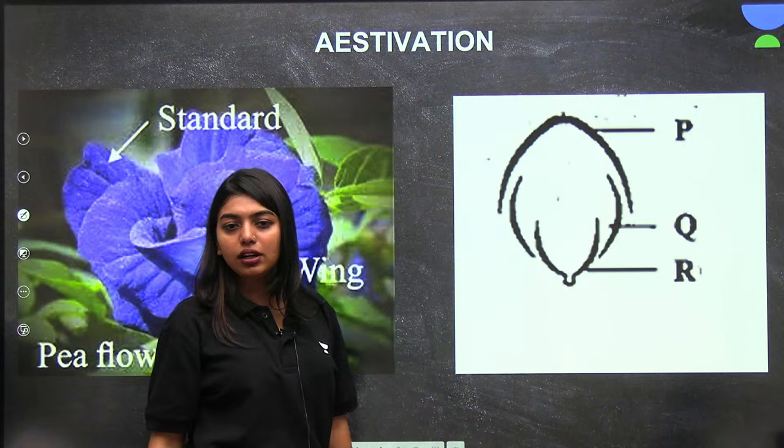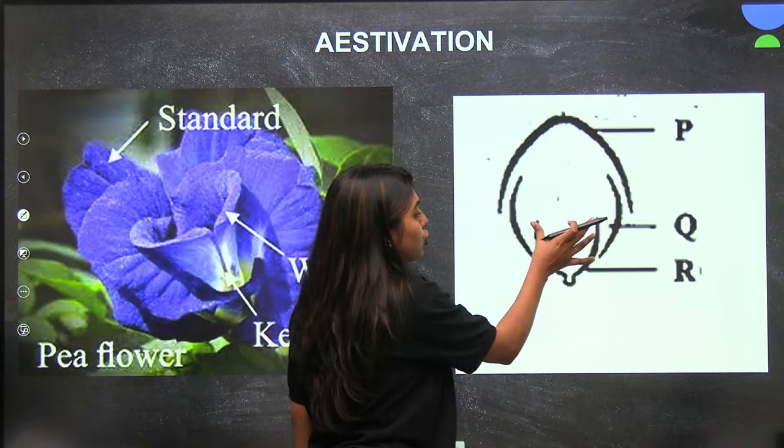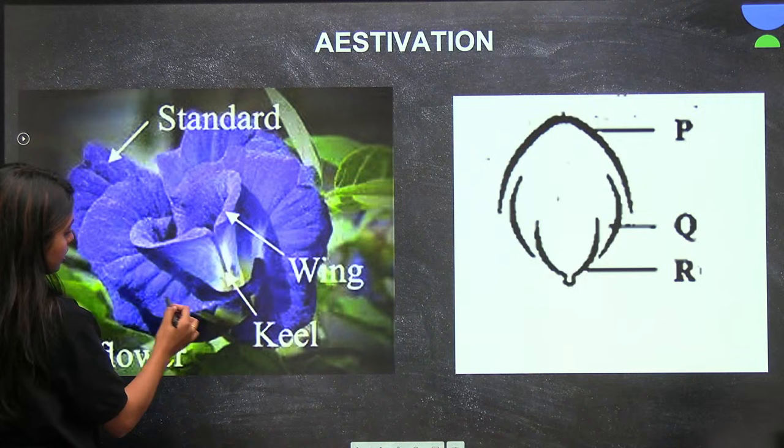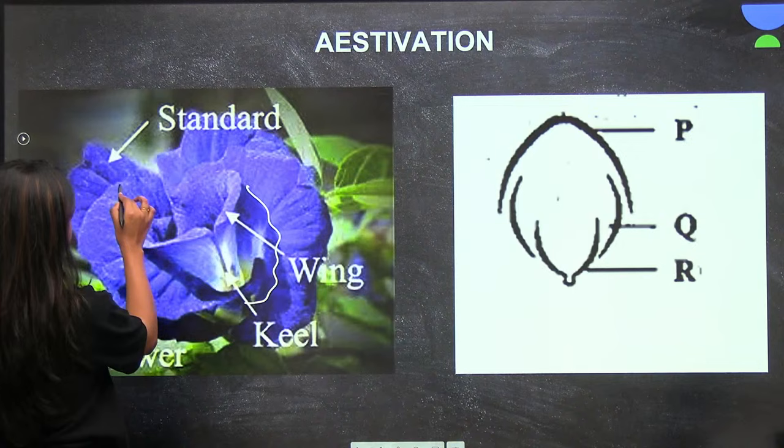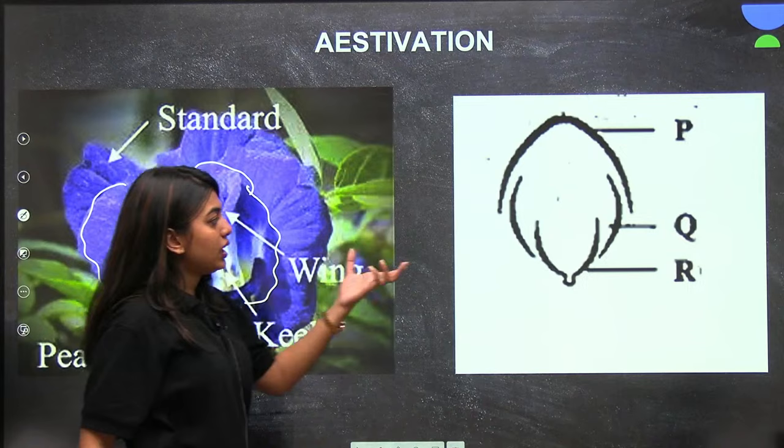Then we have two petals which are called the wing petals. Look here, this one is your wing petal. They are the two petals, here and here. This is your standard petal. These two wing petals are arranged like this. So we have a standard petal which is covering everything, and inside there are two wing petals.